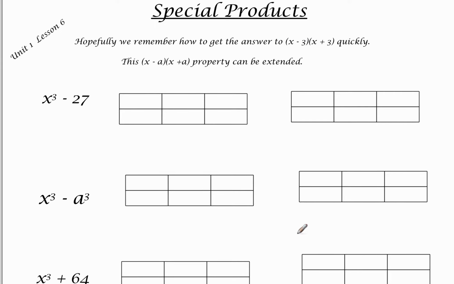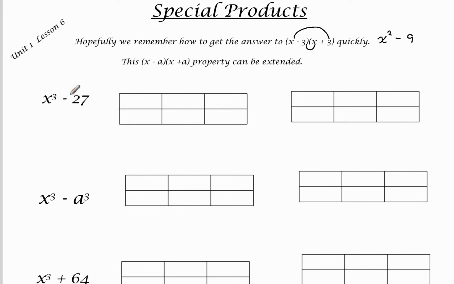So if I gave you x minus 3 and x plus 3 and told you to multiply them together, we called this a special product because, bam, you should know the answer is x squared minus 9. You realize that the positive 3x and the negative 3x are going to cancel out. That makes this a special product. Well, we're going to look today and see if that special product can be extended to something else.